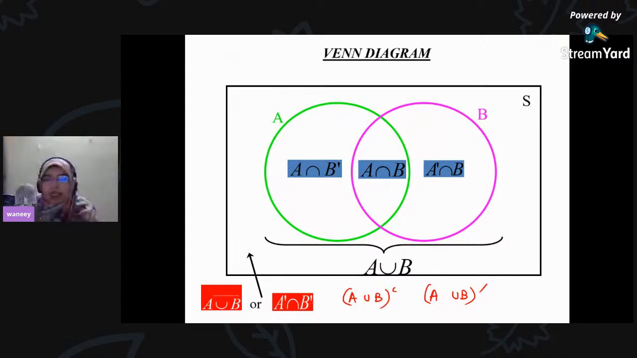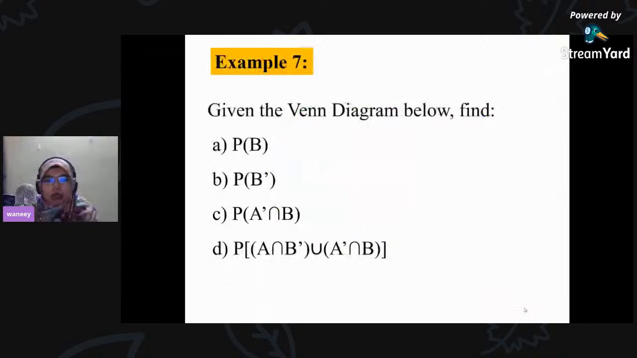So yang ni sebenarnya guna De Morgan punya rule. So probability of A union B prime, this is actually probability of A prime overlap with B prime. So yang ni sebenarnya De Morgan lah. De Morgan rule. Okay, so now I think this is the last example, I guess.